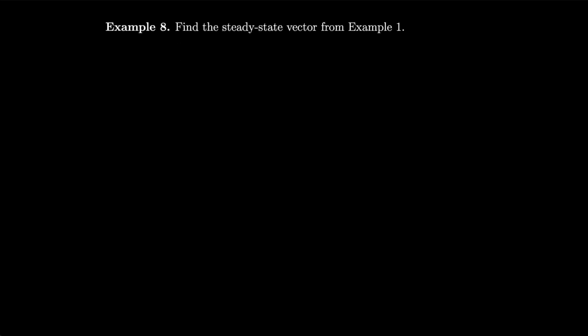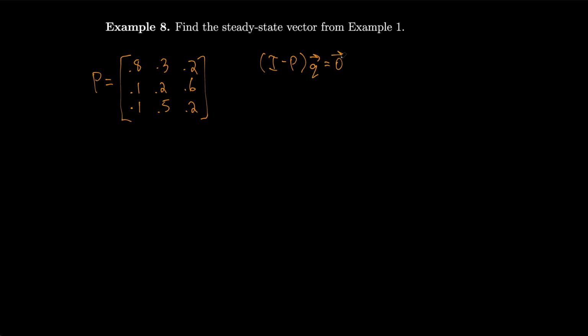How about we now find the steady state vector from example 1? So this will take a little bit more work because P was a 3 by 3, but the same process holds. So P is 0.8, 0.1, 0.1, 0.3, 0.2, 0.5, 0.2, 0.6, 0.2, and we'd want to do I minus P times Q is the 0 vector. Oh, wait, I forgot to subtract for these. So 0.2, negative 0.3, negative 0.2, negative 0.1, 0.8, negative 0.6, and then negative 0.1, negative 0.5, and 0.8. Okay, so that's I minus P.